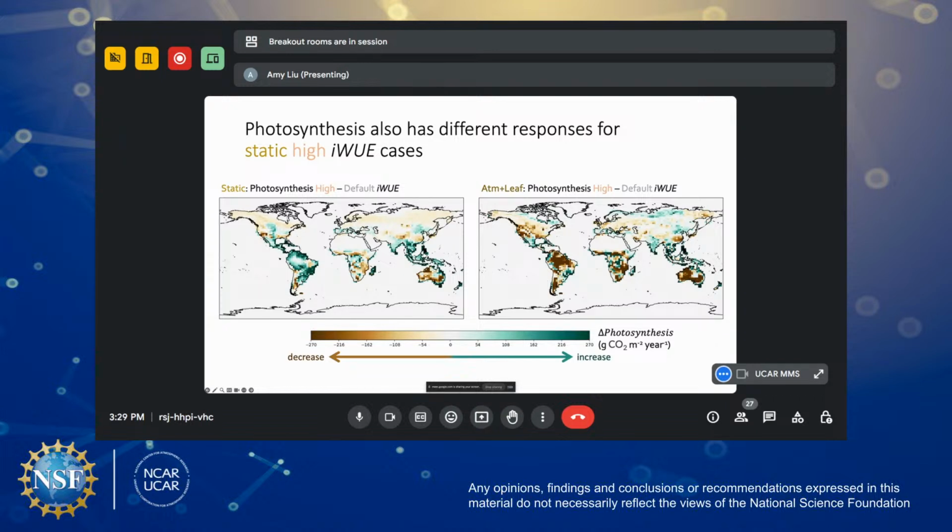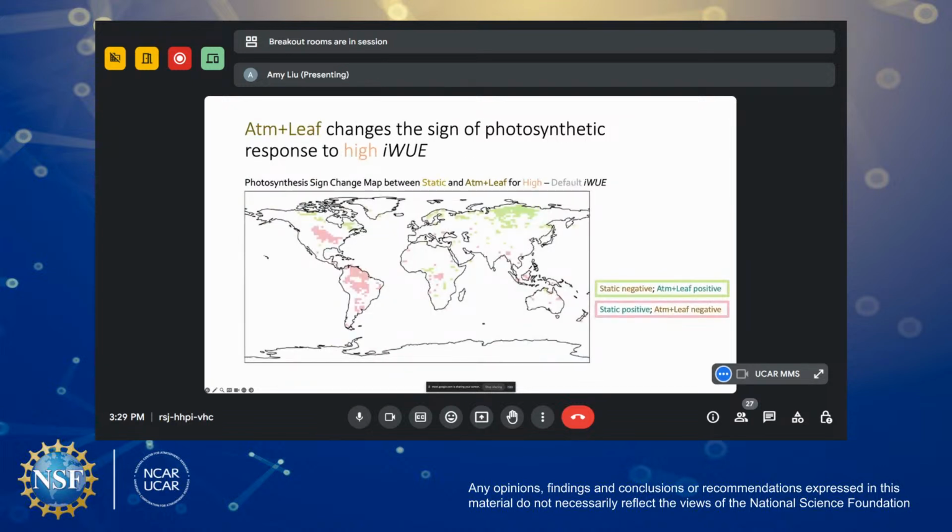So to pull out where there's a photosynthetic response sign change, we drew a map here. So this is a photosynthesis sign change map for high intrinsic water use efficiency perturbations. And essentially where you see color is where there's a sign change between the atmosphere plus leaf and static case.